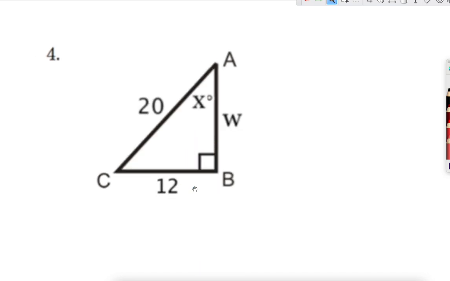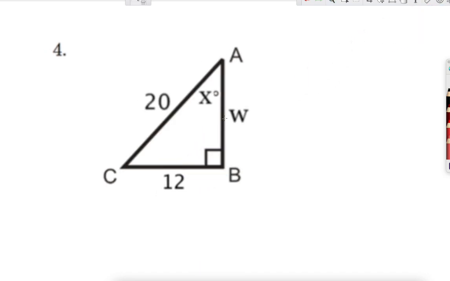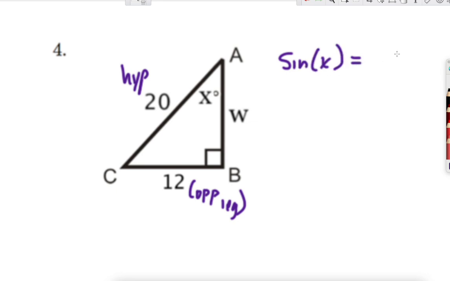Okay. X is an angle, W is a side. Let's do X first. So X is an angle. We know the opposite leg, and we know the hypotenuse. So which function uses opposite and hypotenuse? That's sine. So we have sine of this angle, x, and it equals 12 over 20.